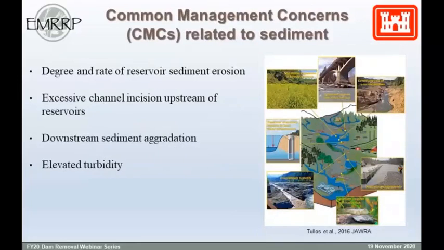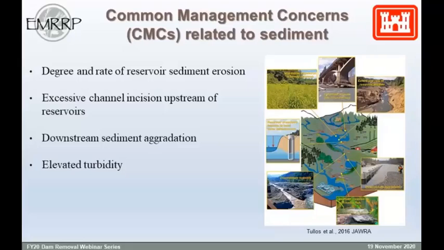All right. There's a very good journal article published by Tullos et al. in 2016, with a list of common management concerns that have been identified for dam removal cases. From those concerns, there are 4 that are directly related to sediment, and I have them right here: degree and rate of reservoir sediment erosion, excessive channel incision upstream of the reservoir, downstream sediment aggradation, and elevated turbidity.